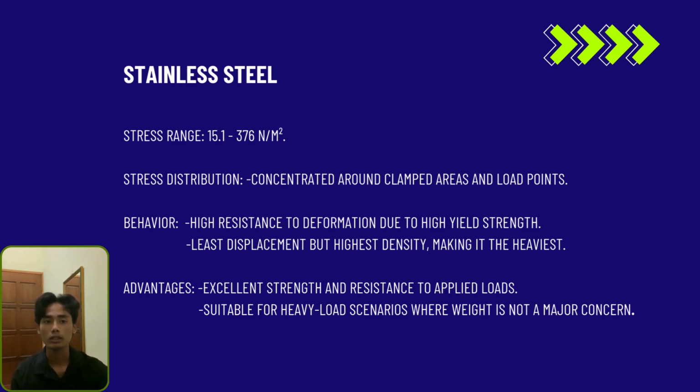In conclusion, carbon fiber is the best option for lightweight applications under moderate load conditions. Titanium offers a good balance between lightweight and moderate strength, making it versatile for many structural applications. Stainless steel is the material of choice for high load scenarios where maximum strength is essential and weight is not a major factor. So the choice of material ultimately depends on the specific demands of the application, including load conditions, weight requirement, and resistance to deformation.